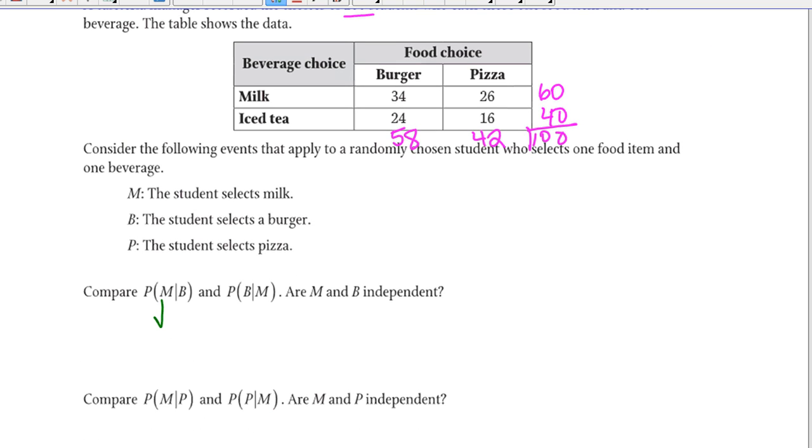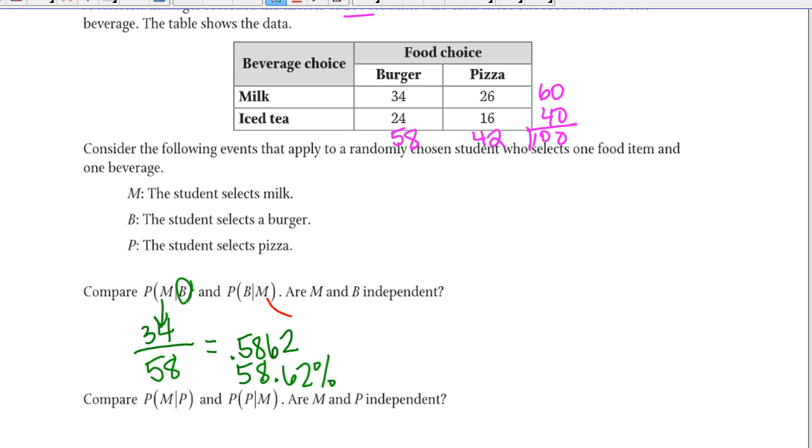All right, first probability. The probability that a student selects milk knowing that they selected a burger. So remember, your sample space is the second one. 58 people chose a burger. That's what I totaled up there. Out of those 58, 34 wanted milk. So 34 divided by 58 is 0.5862, so about 58.62%. So the probability of selecting a student who wanted milk knowing that they got a burger is 58.62%.